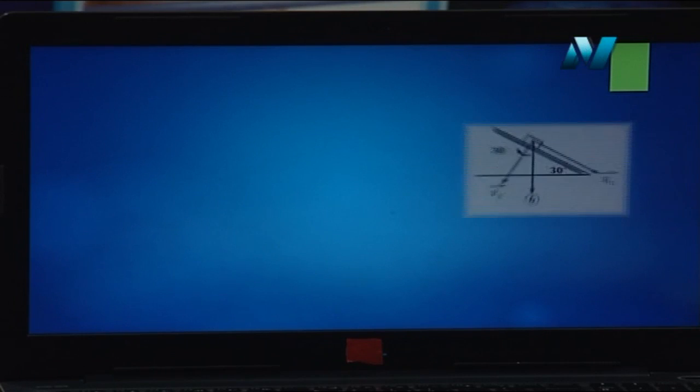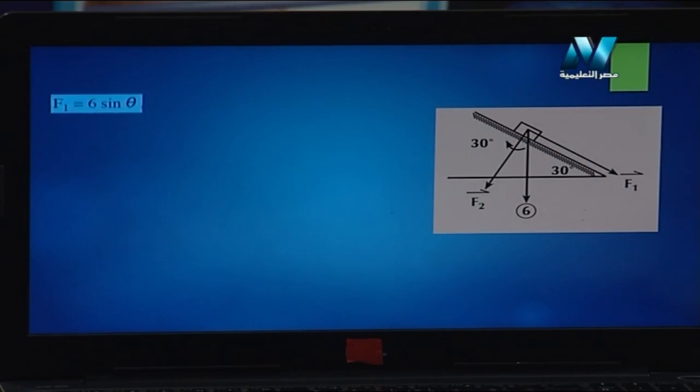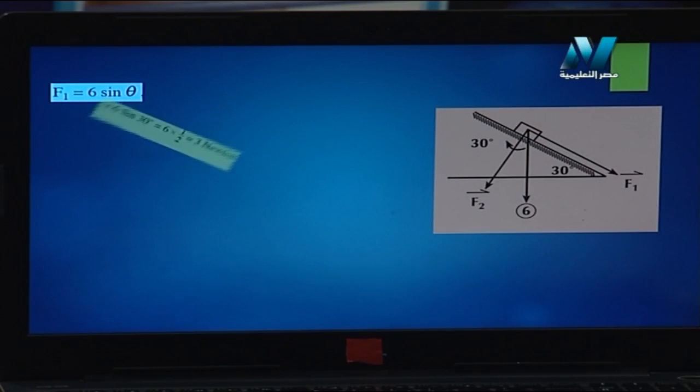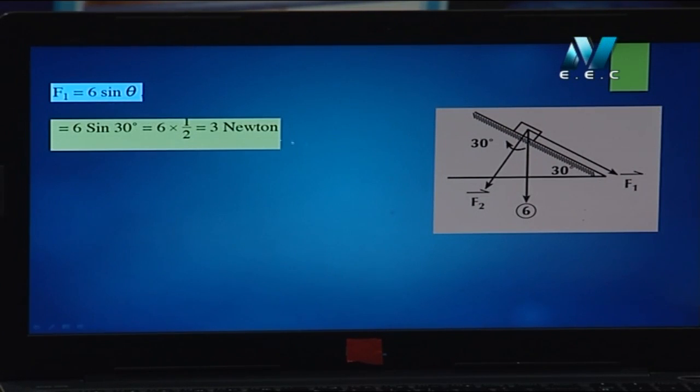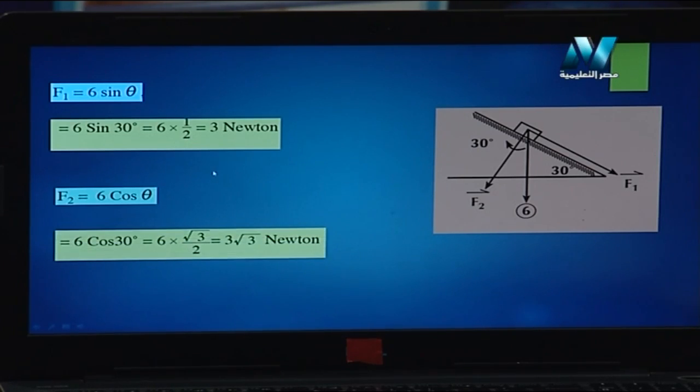Let's see. This is the same direction, the same drawing, and we have F1. F1 here equals 6 sine theta. Theta here is 30. So 6 sine 30 equals 6 multiplied by half equals 3 Newton. F2 equals 6 cosine theta. So 6 cosine 30 equals 6 multiplied by root 3 over 2, equals 3 root 3 Newton.